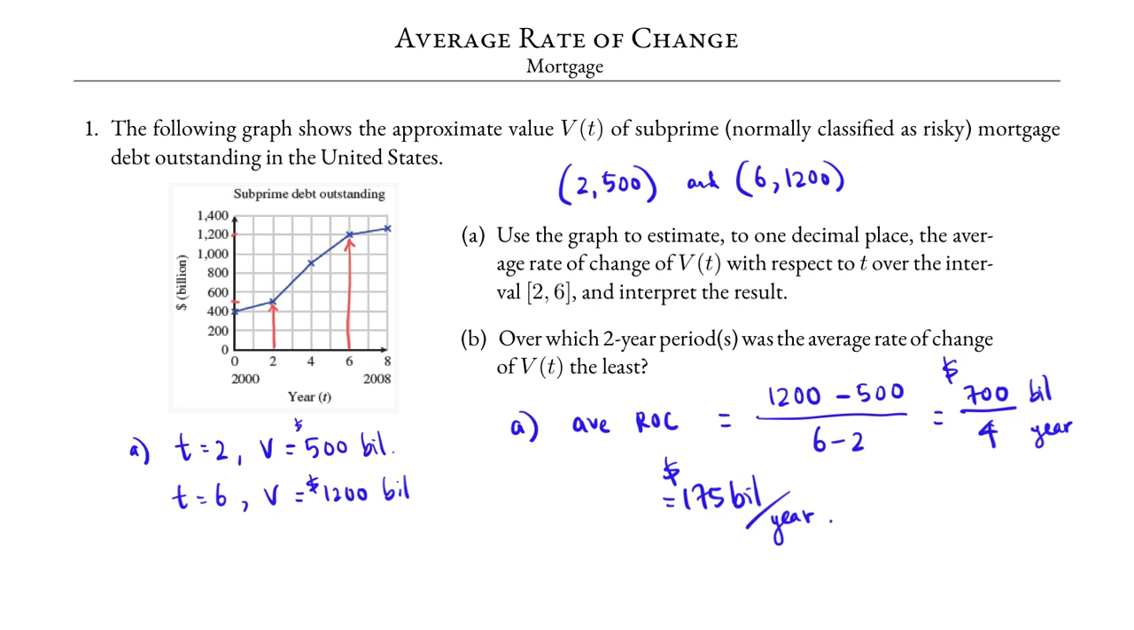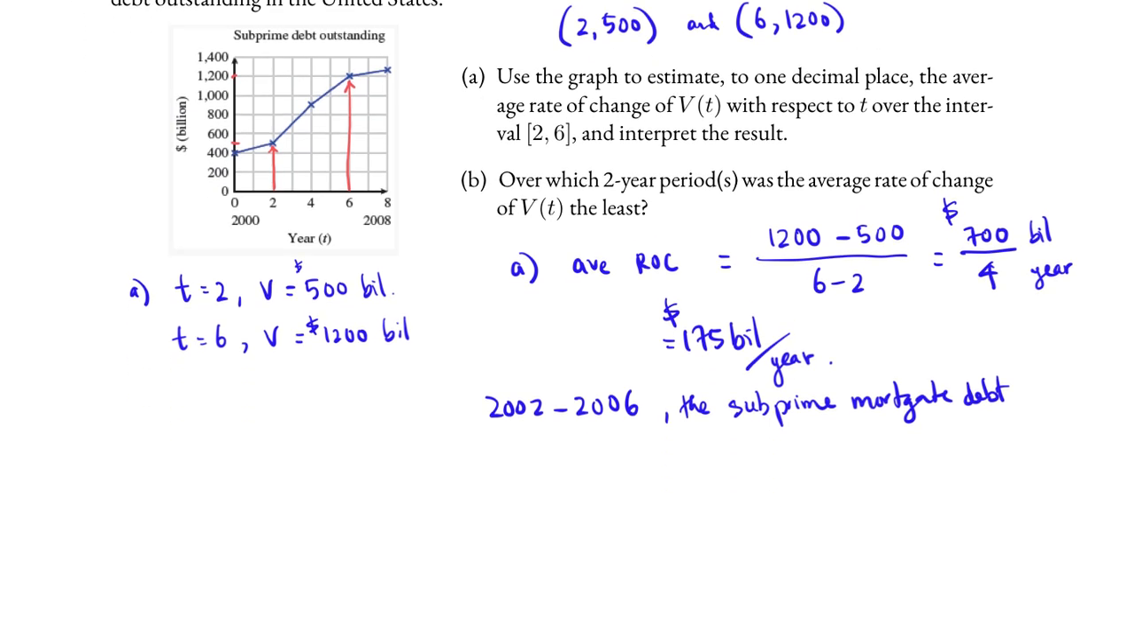How do we interpret it? From the year 2002 to 2006, because when t equals 2, the corresponding year is 2002. The V represents the value of subprime mortgage debt outstanding in the United States. Since the rate is positive, we would use the term increase by $175 billion per year. Each year, the debt increases by this amount. In 4 years, the debt increases by 700 billion, so each year on average, $175 billion.